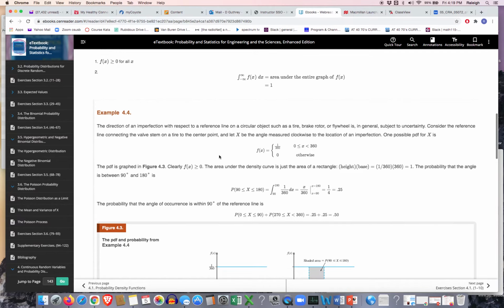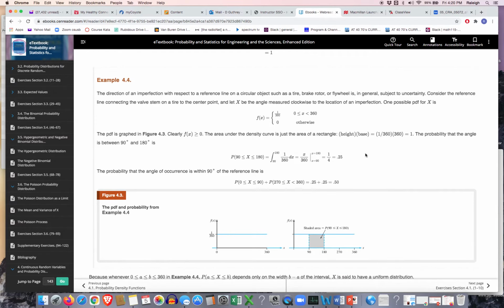So in this example, they talk about the direction of an imperfection with respect to a reference line. Goes along, and you can read some of that. The line connecting the valve stem to the center point and the angle measured in degrees, 360 degrees. Turns out that we round it to the nearest degree, let's say. However, we do have 1 over 360 for each possible degree, and 360 is not included. By the time you get there, they just call it 0 again. And anything else doesn't make any sense, so we just zero it out. That's a formality.